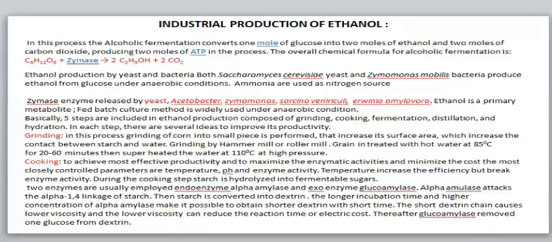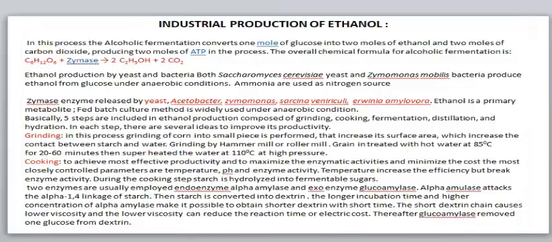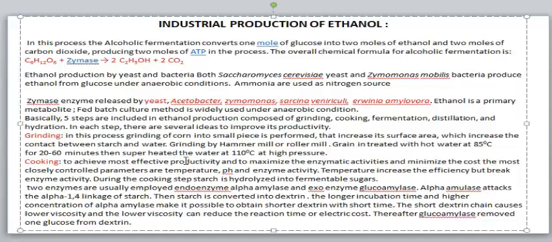There are several steps: grinding and cooking. We do grinding only to increase the surface area, so that the activity or reaction will be more. Thereafter, cooking to maximize the enzymatic activity and minimize the cost.